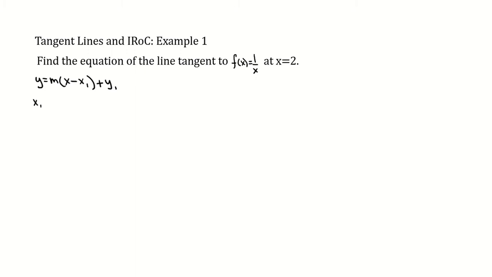where x1, y1 is a point on the line, and m is the slope, which will be the instantaneous rate of change of the function at the given point. So let's start with the slope.